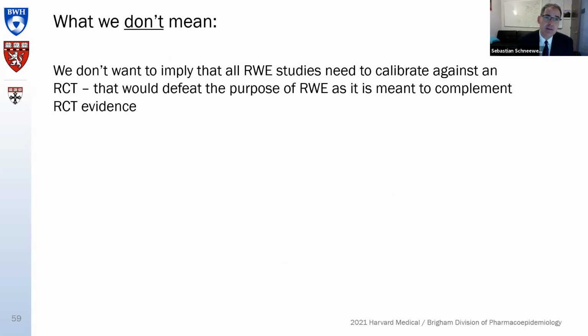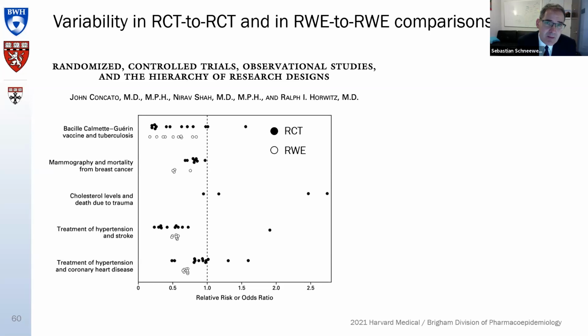What we don't mean, we don't want to imply that all real-world evidence studies need to calibrate against an RCT. Well, that would, again, totally defeat the purpose of real-world evidence because it's meant to complement the RCT evidence, not to replicate the RCT evidence. This is really a learning project where we try to understand how well and how predictably can we come to causal conclusions. Now let's dive in and understand variability.